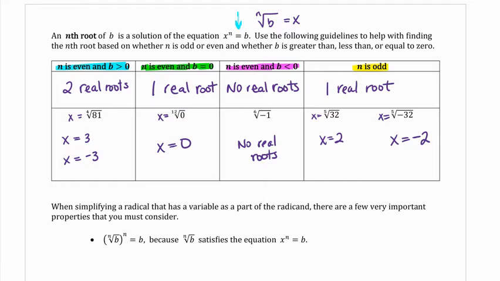Okay, so just think about what the index is. If it's even, you have these 3 different possibilities. We could have 2 roots, we could have 1 root, we could have no roots. If n is odd, you're always going to have just 1 root, based on what the sign of the number inside is.